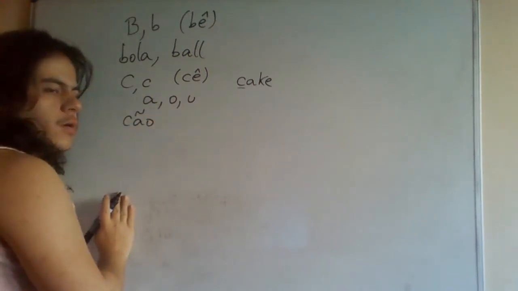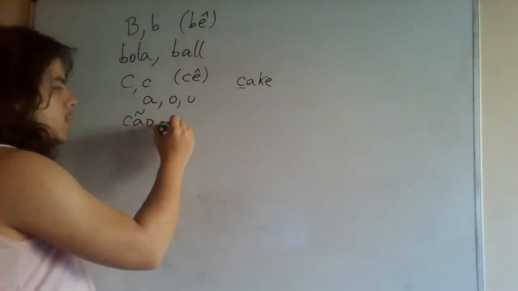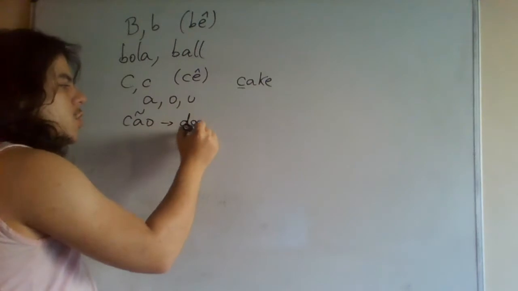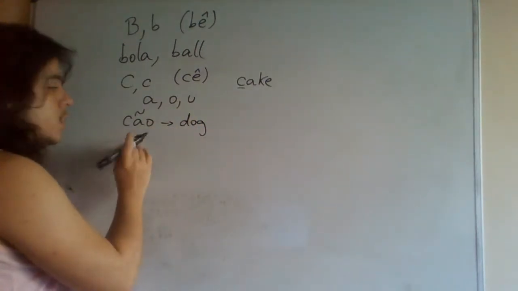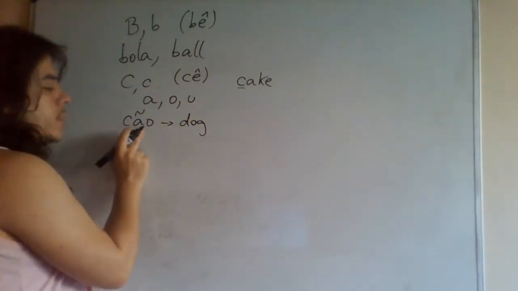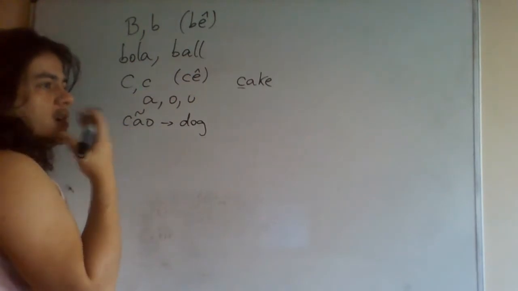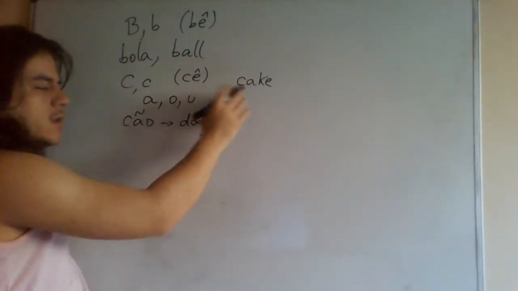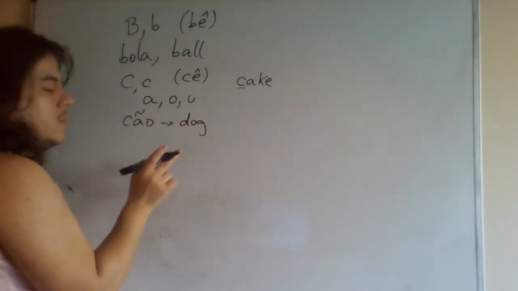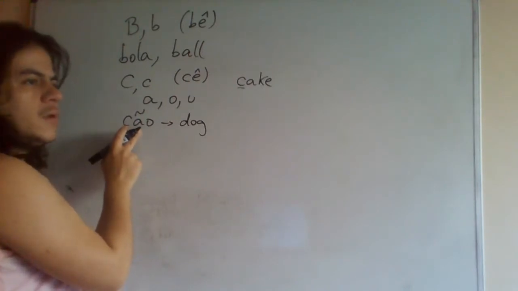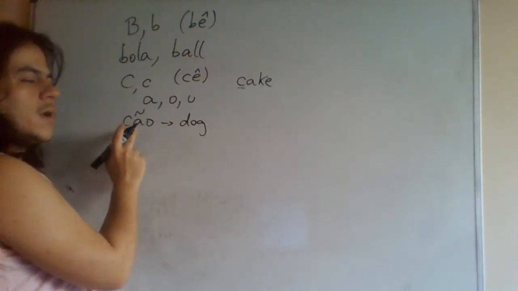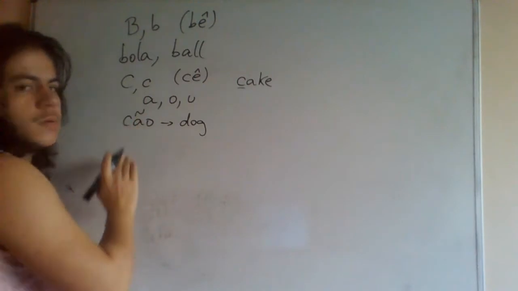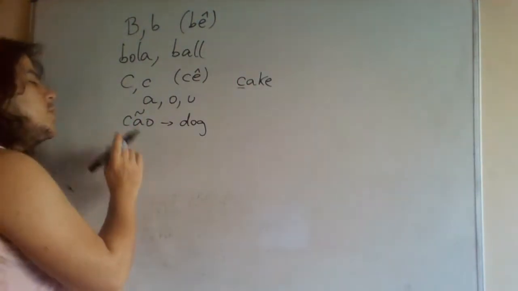For example, this word here, cão, means dog. Cão. So letter C before letter A has the K sound, like cake. Cão. And notice the nasal sound in letter A because it has the til above it. Another example.